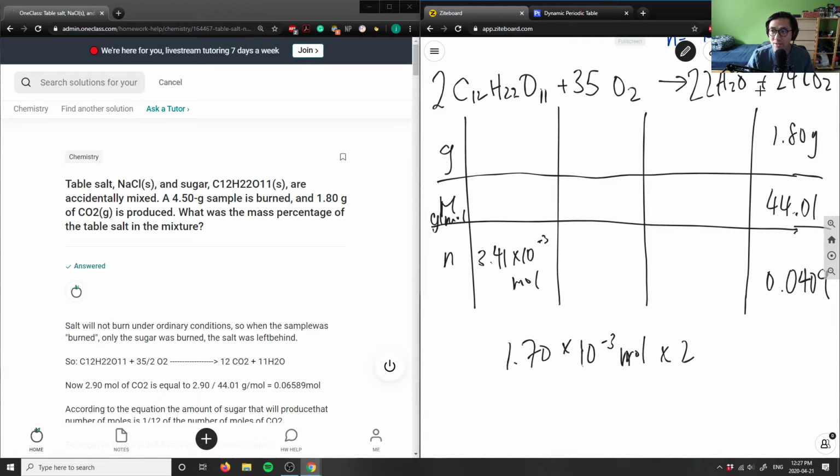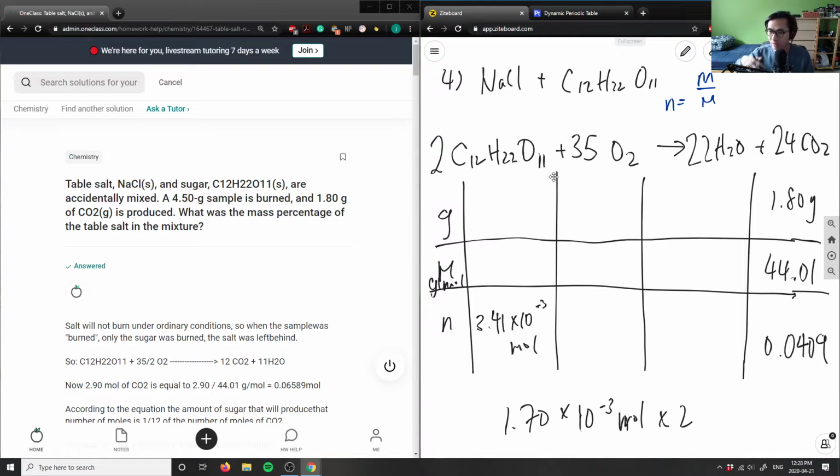That's good. Once we have this, we can work backwards towards our grams of sugar here. So let's figure out the molar mass of this first. Here, I have 12 carbons, 22 hydrogens, and 11 oxygens. The atomic mass of carbon is 12, so it's 12 times 12. Plus, I have 22 times 1, since the atomic mass of hydrogen is 1. Plus, I have 11 oxygens times 16, which is the atomic mass of oxygen, which makes a grand total of 342 grams per mole.